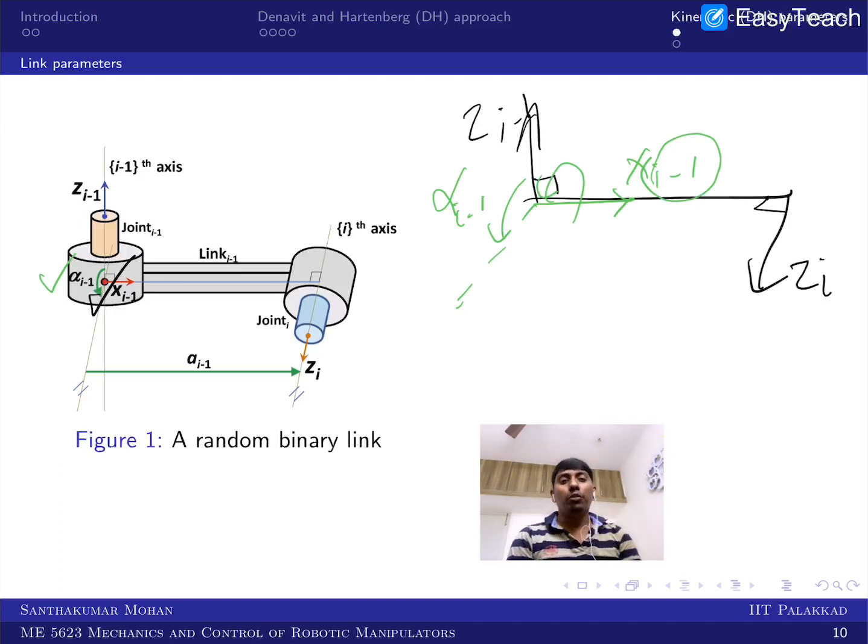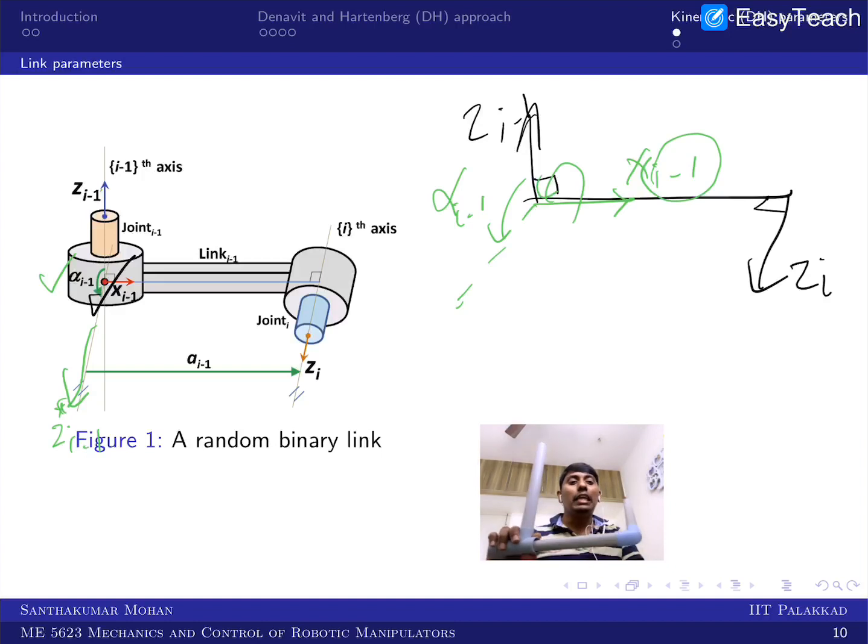Now you can see what you made. You made it parallel, so zi minus 1 is parallel to zi. I put a star. Now you can see they are some distance apart. I make it parallel; this is one operation I did. Now I am moving forward, so the distance apart along xi minus 1 is nothing but the link length. If I fix it, this is the link length.